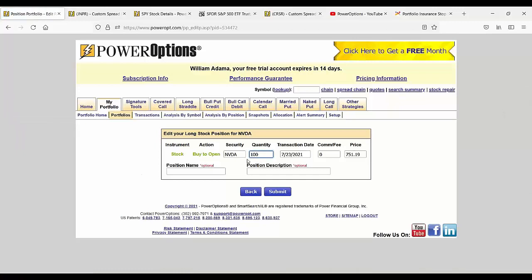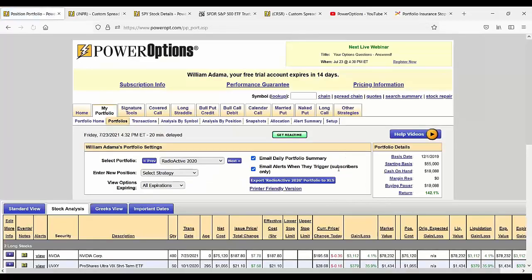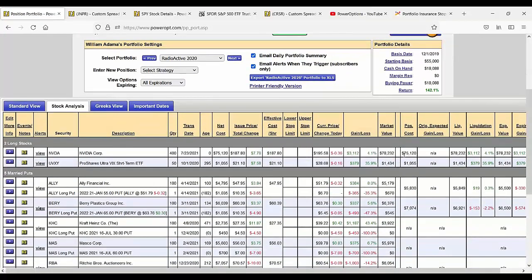And I am just going to change it to 400 with my new cost basis of 187.80. And what do we have? Still about the same $75,120 monetary value, tracking 400 shares and this price.